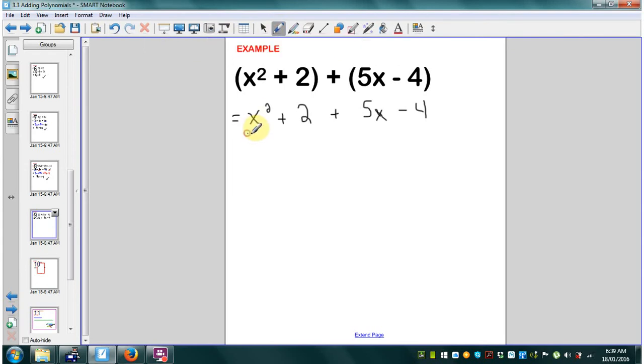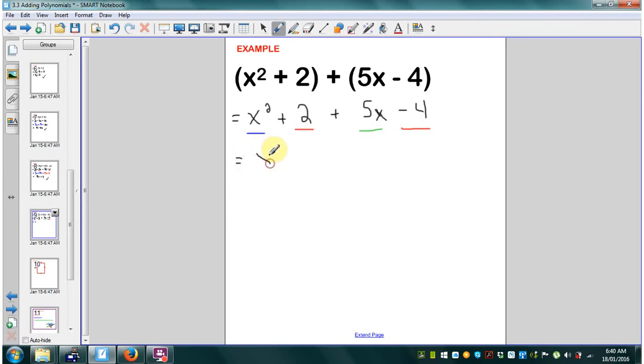We got an x squared here. Any more x squared? No. Okay, so that's going to be fine. We have a number here on its own, a constant. Do we have any more constants? Yes, this minus 4. And we have a 5x. So let's group together our like terms.